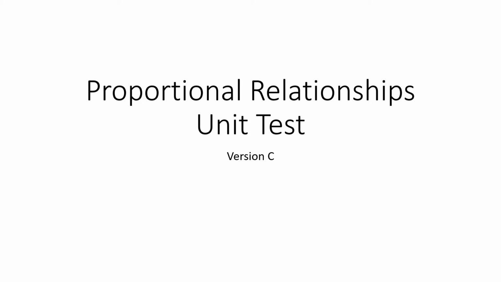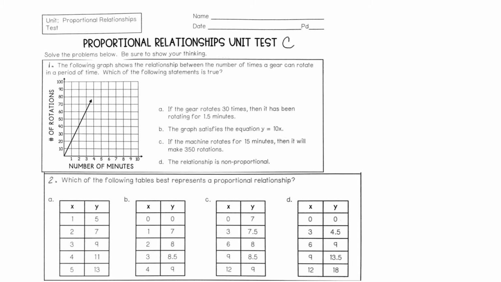This is the read aloud for Proportional Relationships Unit Test version C. Make sure you are taking the correct version of the test since there are multiple versions. Solve the problems below. Be sure to show your thinking. You will do your work on your own copy of the test.